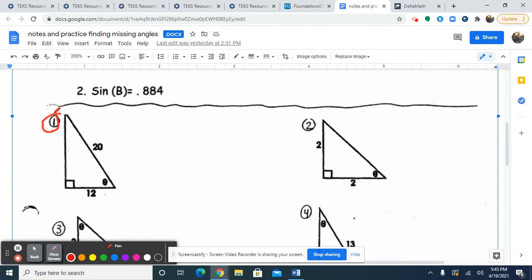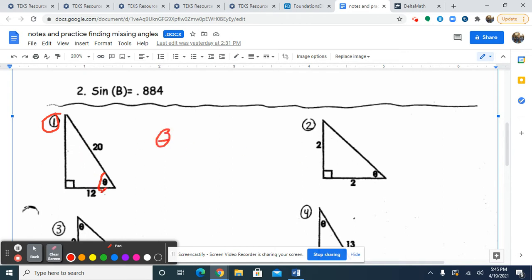All right, so now what we're going to do is use trig ratios. We've been using them to first find the actual ratios, then to find the missing sides. Now we're going to use them to find the missing angles. So right here we have a little symbol that we call theta.